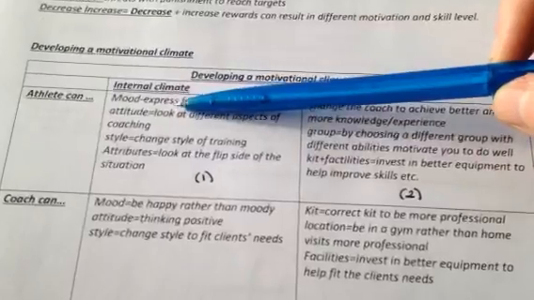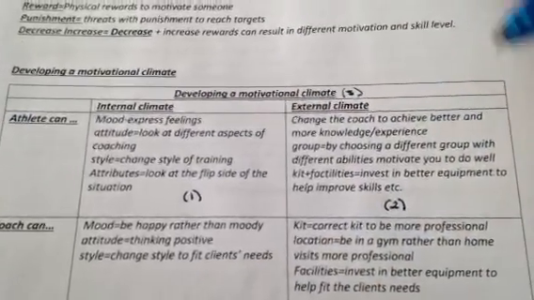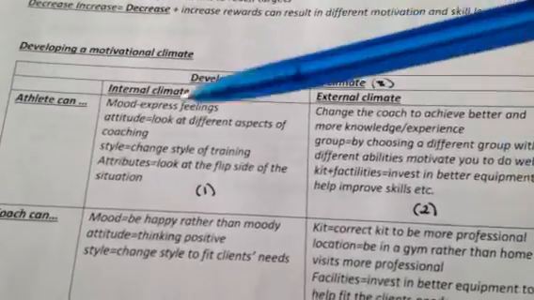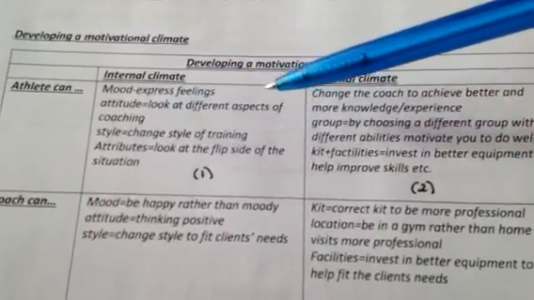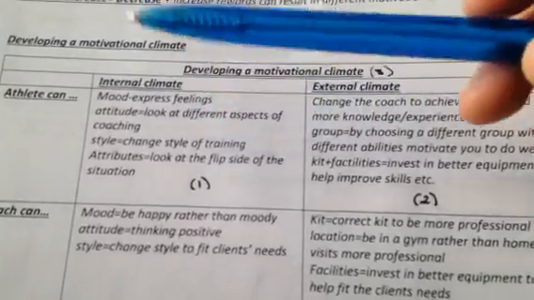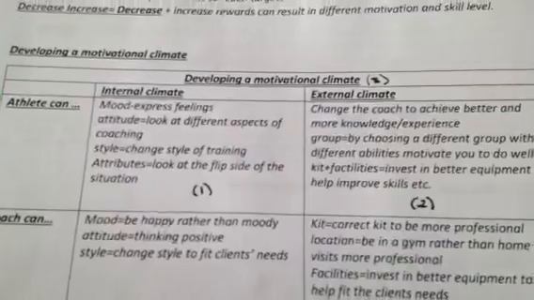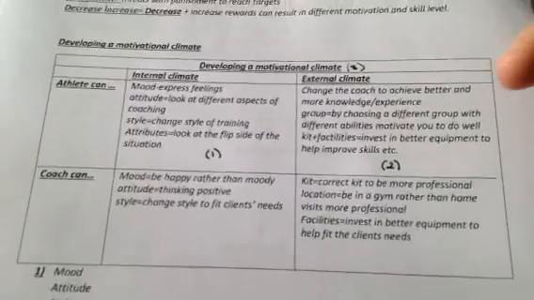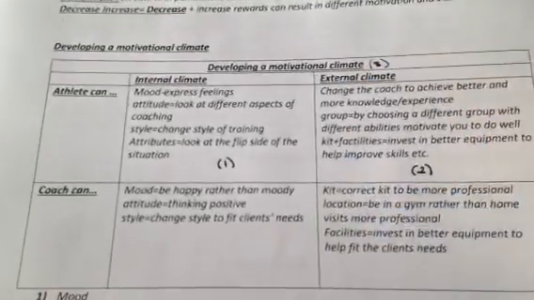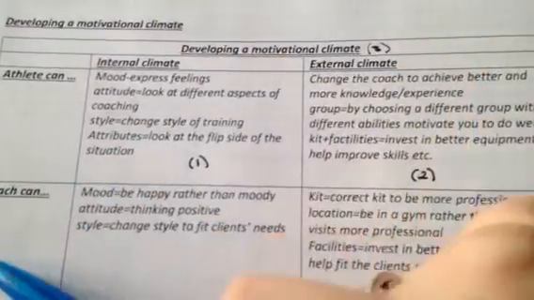So for the athlete, their mood might be expressing their feelings. So how they feel about certain things. So if they're not happy with something, they're not going to be very motivated to do it. Their attitude, so look at different aspects of coaching. So this might again link to their style. So how they're training. So do they believe that they are motivated verbally, or do they prefer being shown something, so rewarded with something? And then again, this can happen for the coach as well.